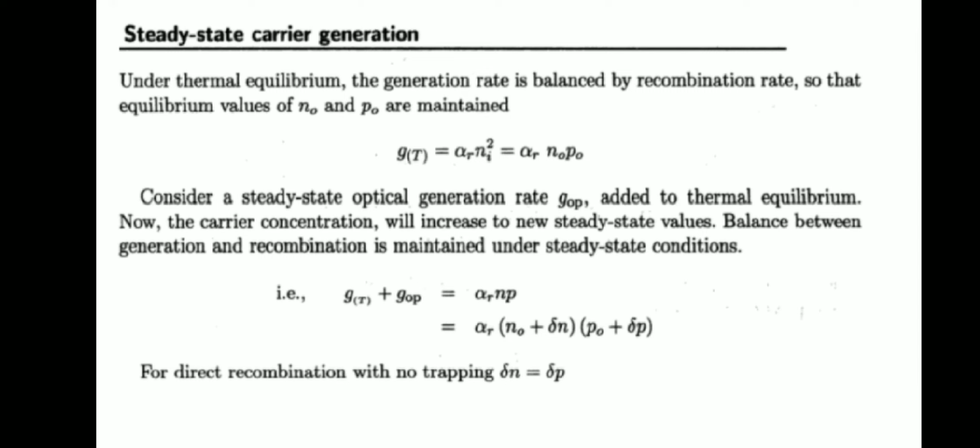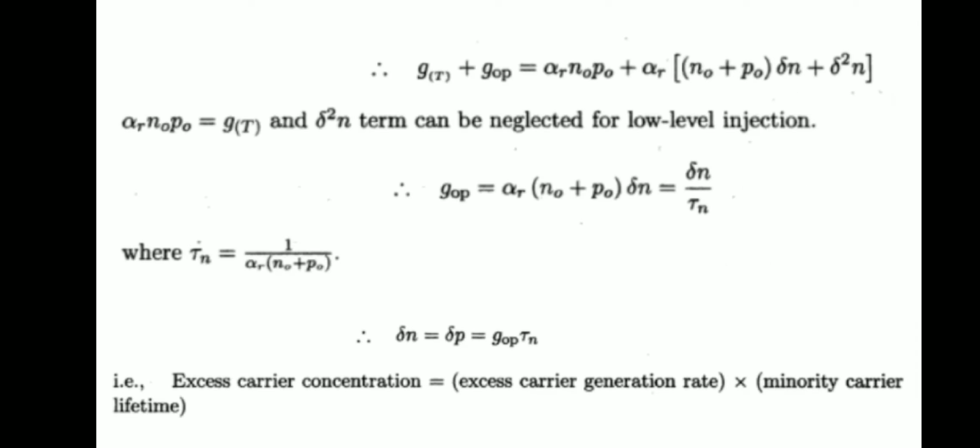We can replace N and P. N is N0 plus del N and P is P0 plus del P. And we know one more thing, in optical generation the generated holes should be equal to electrons. So we can say that del N equal to del P. So in that equation we can replace del P as del N itself. So you will get alpha times N0 plus del N into P0 plus del N. Next you expand the bracket. So after expansion you will get GT plus GOP equal to alpha N0 P0 plus alpha times N0 plus P0 del N plus del square N.